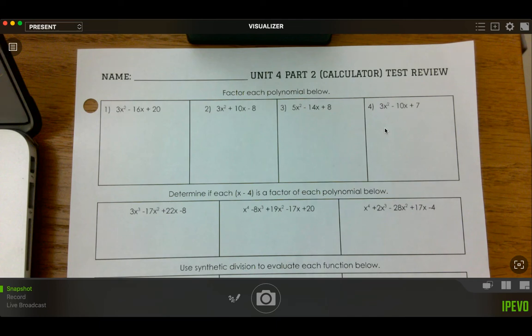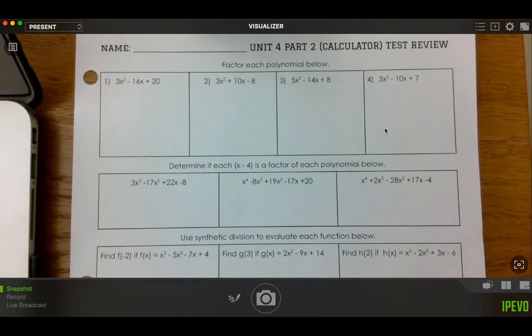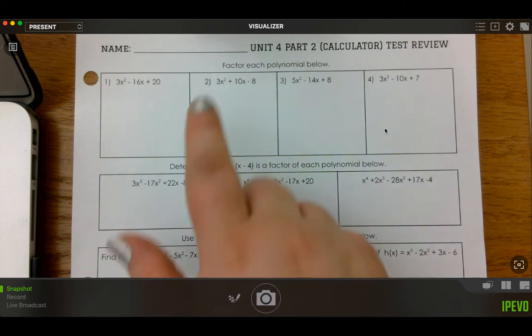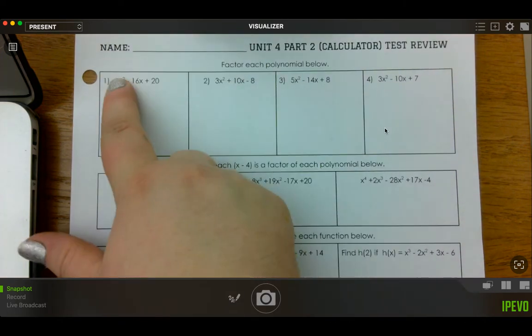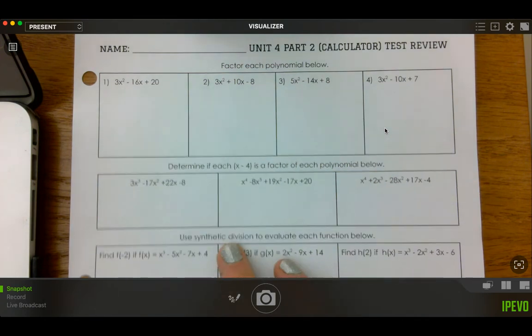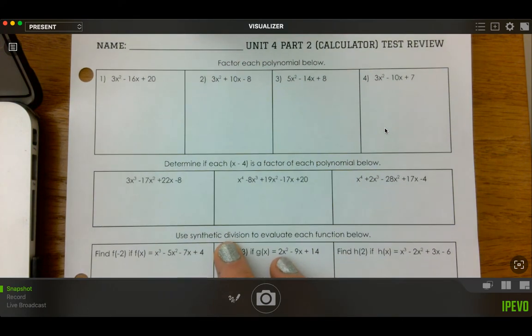Hey everyone, so I'm going to do about half of the problems on the Unit 4 Part 2 test review. This part is going to feel much shorter than the other part because there isn't as big of a span of things you need to know how to do. For the most part, you need to know how to factor if there is a number in front of x squared, and you need to know how to use synthetic division to do various things.